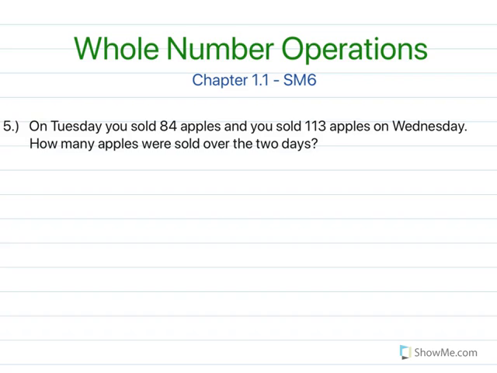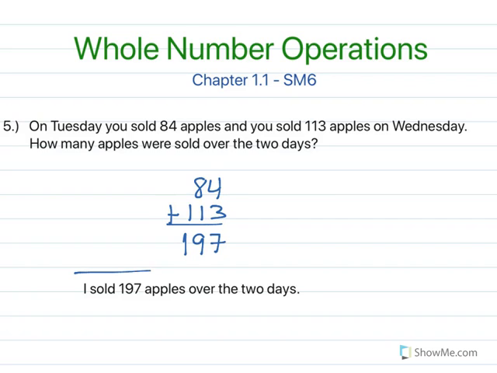All right, number 5, it reads, on Tuesday you sold 84 apples and you sold 113 apples on Wednesday. How many apples were sold over the 2 days? Well, I have to recognize this is an addition problem. So I'm going to go ahead and add 84 plus 113. And so I add 4 plus 3 is 7. 8 plus 1 is 9, and then 1. So I have 197. So I can say I sold 197 apples over the 2 days.